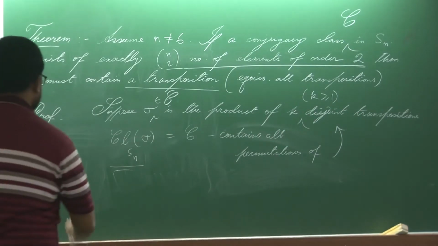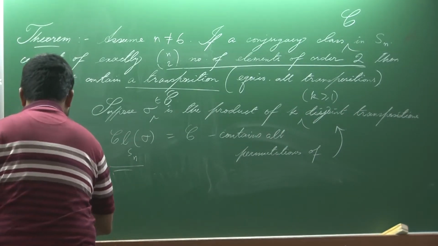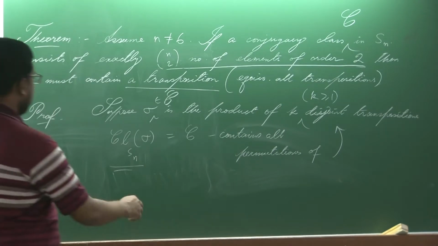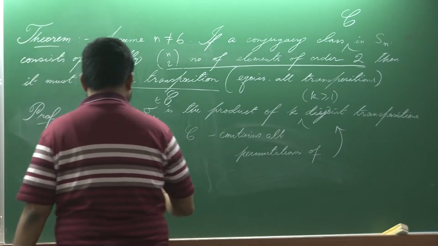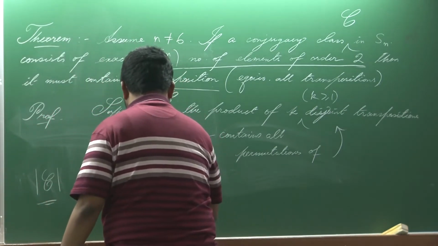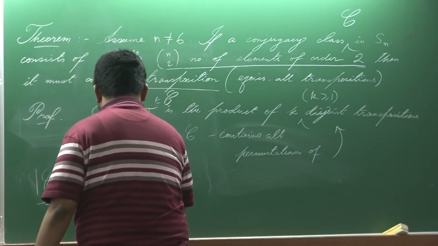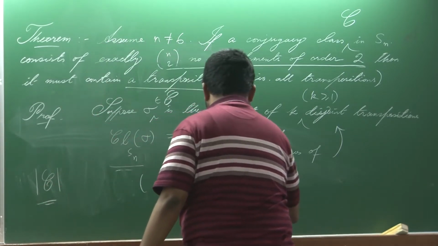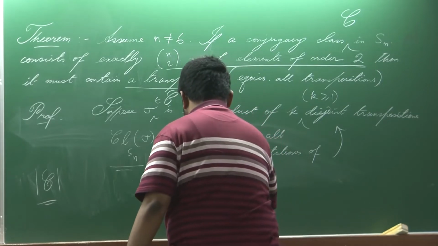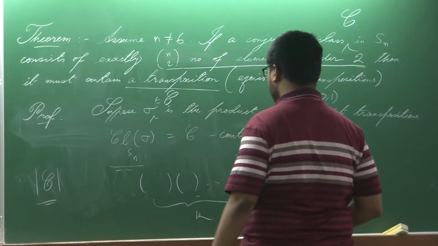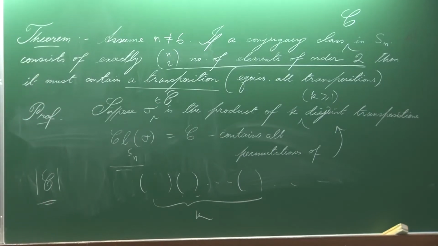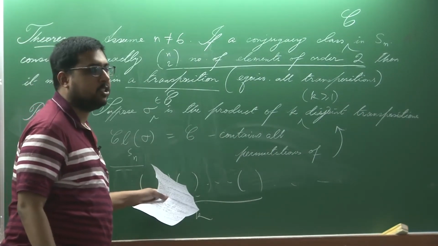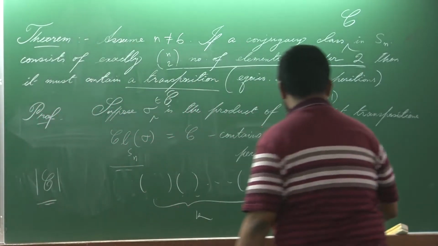So, the question is, what about this? A typical element in this class looks like this: we have k transpositions and then there will be fixed points which we omit. What is the number of choices for the first transposition? It is exactly nC2, right.